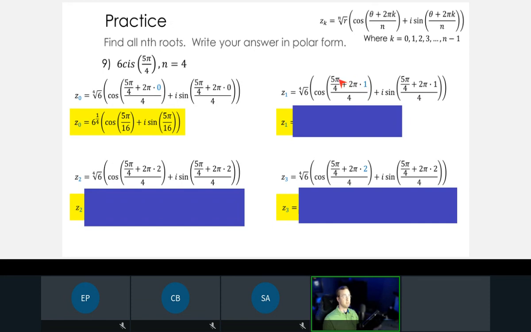So you type in 5 pi over 4 plus 2 pi times 1 all over 4. Hit enter, and then that's what theta is for this answer. And then do this one, hit enter, get that answer, and then same thing for the last one. So let me give you, I think, a minute. Hopefully it's enough to type all that in.